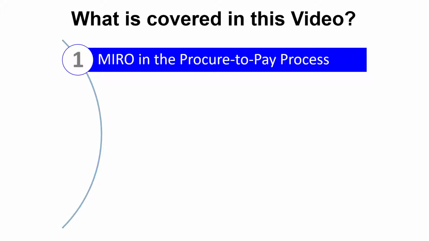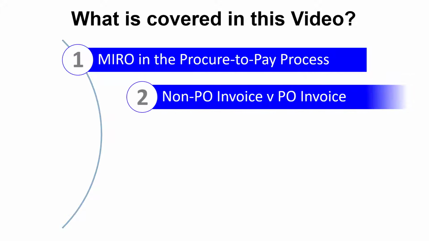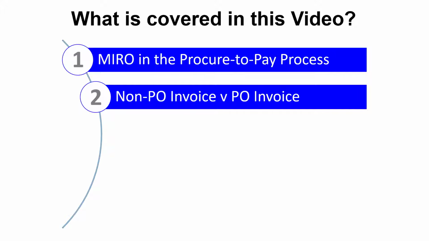First up, we'll confirm where transaction code MIRO fits in the Procure-to-Pay process, followed by an explanation of the difference between a non-PO invoice and an invoice referencing a purchase order.